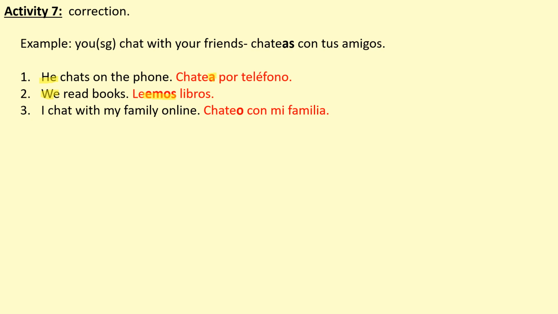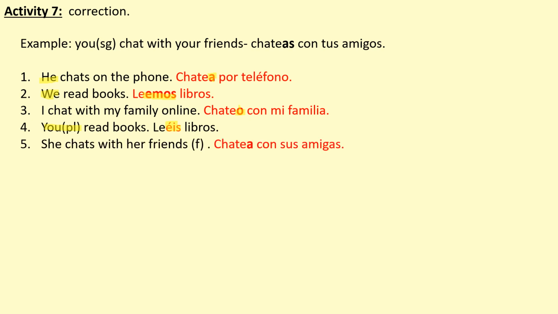3, I chat with my family. Again, we've got the first person singular, the yo form, so we know that they always end in an o. So adding onto our stem, chateo con mi familia. 4, you plural read books. Leéis libros. Here, because it's the vosotros form, you plural, we added onto our stem the ER verb ending, the éis. And remember that has an accent on the second e there.